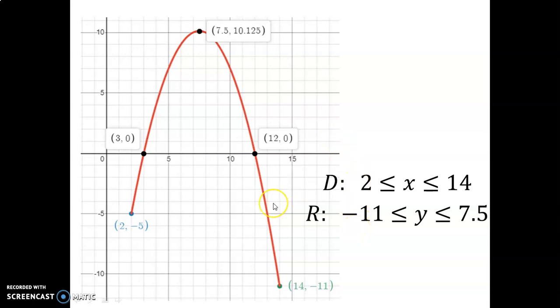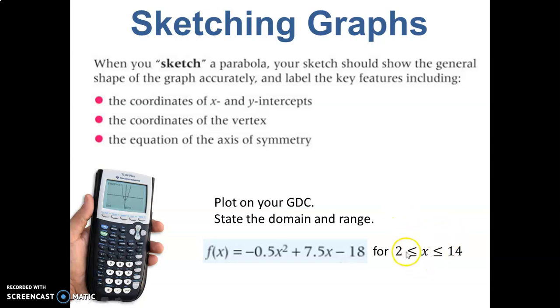Make sure you know how to sketch that, and make sure you understand when it gives you a domain restriction like that. Okay, let's keep going.